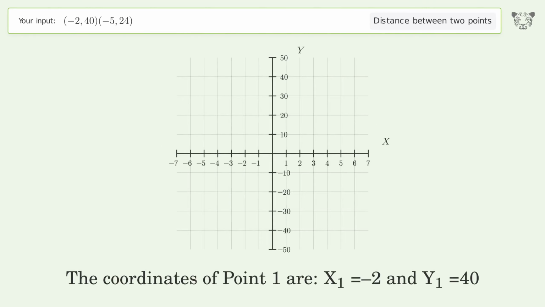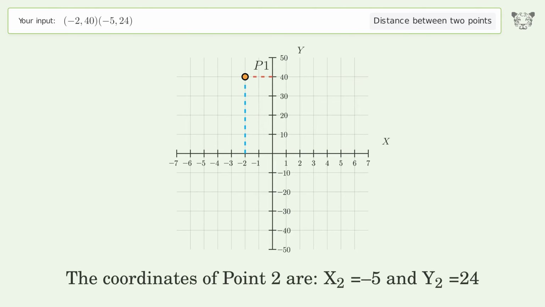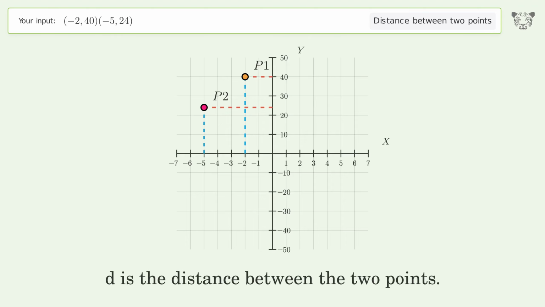The coordinates of point 1 are x1 equals negative 2 and y1 equals 40. The coordinates of point 2 are x2 equals negative 5 and y2 equals 24. D is the distance between the two points.